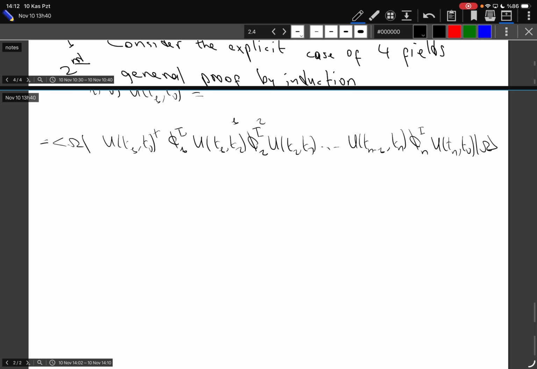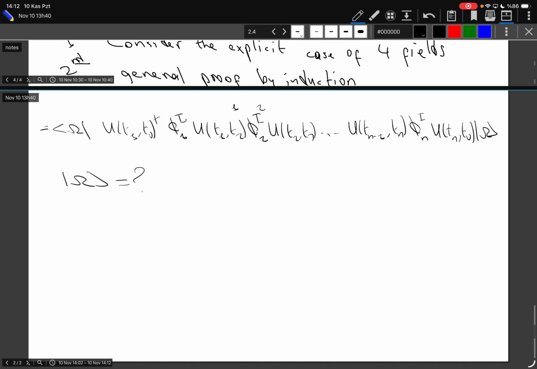I'm still left with what is omega. Well, I'm not so happy with what I will do now. Let's start with the empty state. At t equal to minus infinity, at a very early time, let's say at t equal to minus T, I have vacuum. The potential is zero.